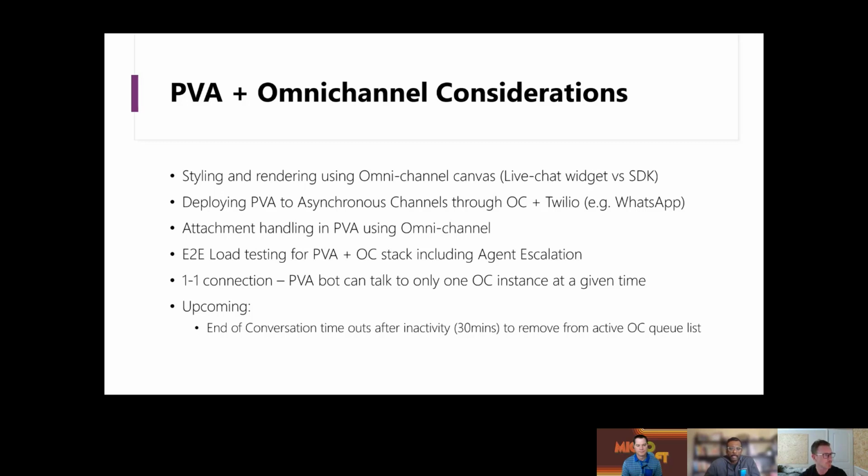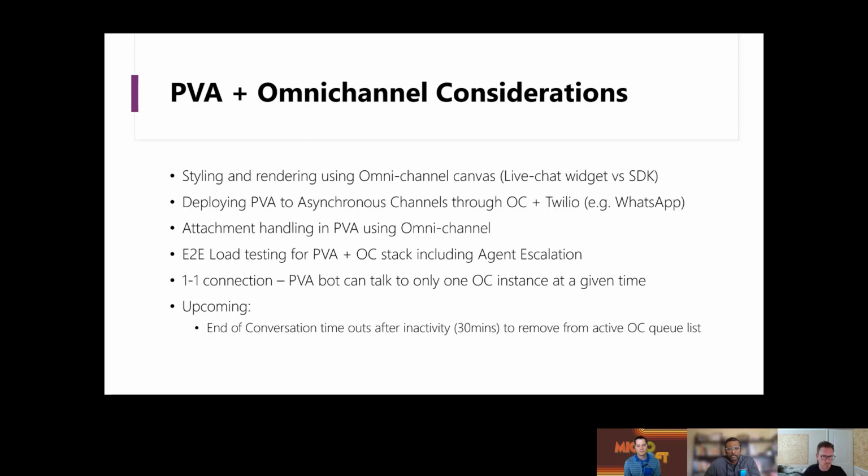The second part I want to highlight is deploying PVA to asynchronous channels through the Omnichannel and the Twilio integration. Today, Omnichannel provides a way for their customers to reach the Omnichannel agents through asynchronous channels like WhatsApp or Facebook Messenger and so on, right? Whereas, as you know, PVA does not have a similar native integration for WhatsApp or Facebook Messenger. So what does that mean for a PVA bot being onboarded to Omnichannel?